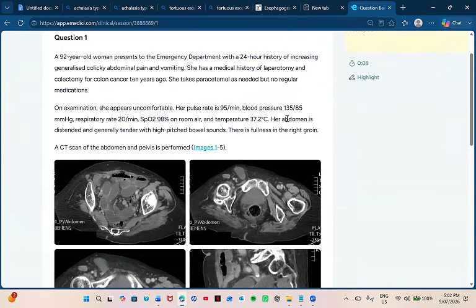Question 92. ED, 24-hour history of increasing generalized colicky abdominal pain and vomiting. She has a medical history of laparotomy and colectomy for colon cancer 10 years ago. She takes paracetamol as needed, but no regular medications. Examination: she appears uncomfortable. Pulse rate is 95, BP 135 by 85, respiratory rate is 20, SpO2 98, temperature 37.2. Abdomen is distended and generally tender with high pitched bowel sounds. There is fullness in the right groin.